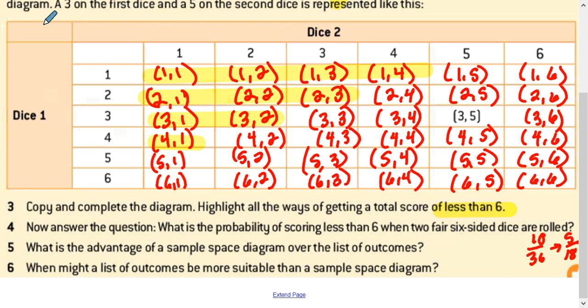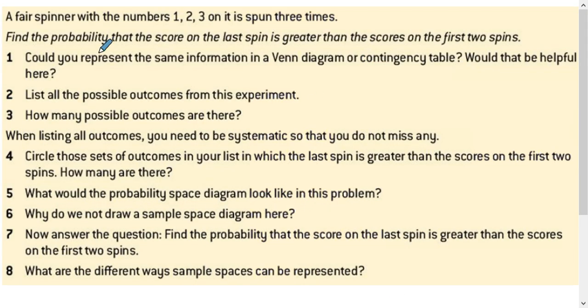Okay. So the last one here, now we have a fair spinner with the numbers 1, 2, and 3. Spinners are the third most popular thing that you're going to see. We want to find the probability that the score on the last spin is greater than the score on the first 2 spins. How might you collect that data?